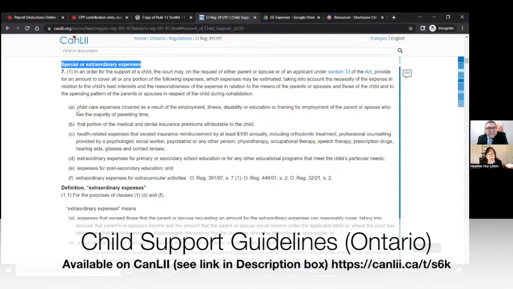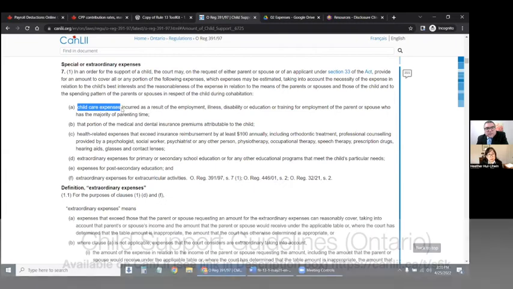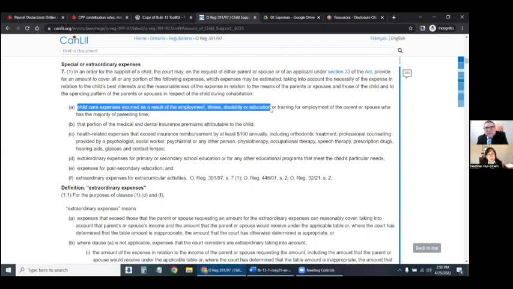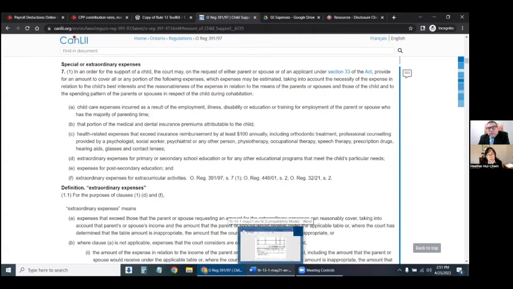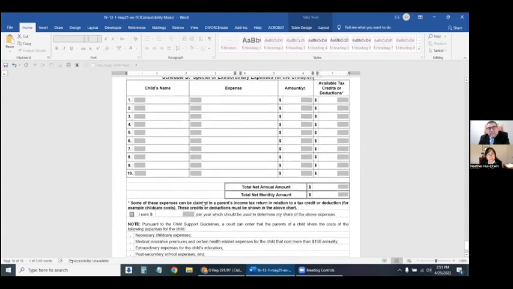Okay. And here's the child care expenses incurred as a result of employment, illness, disability, or education or training, portion of medical and dental insurance premiums, health-related expenses, etc. Okay. And the reason why I'm showing this is that there are two elements, or let's say three, that I would want the people to take away with this.